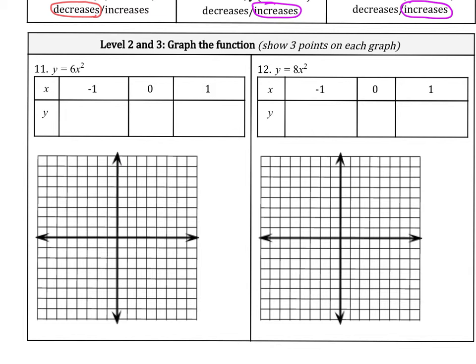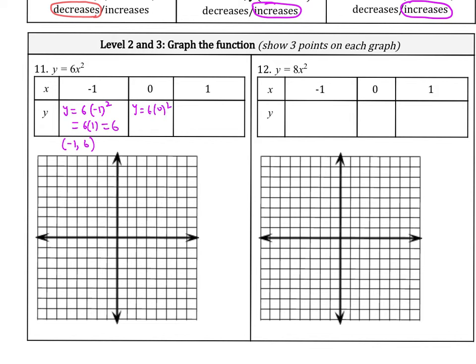Now we are going to do level 2 and 3, where we are going to graph the function. By using the given x values, we're going to plug them into y. So first we are going to use negative 1 and plug it in. 6 times negative 1 squared, that's going to be 6 times 1. And then the first point is negative 1 comma 6.